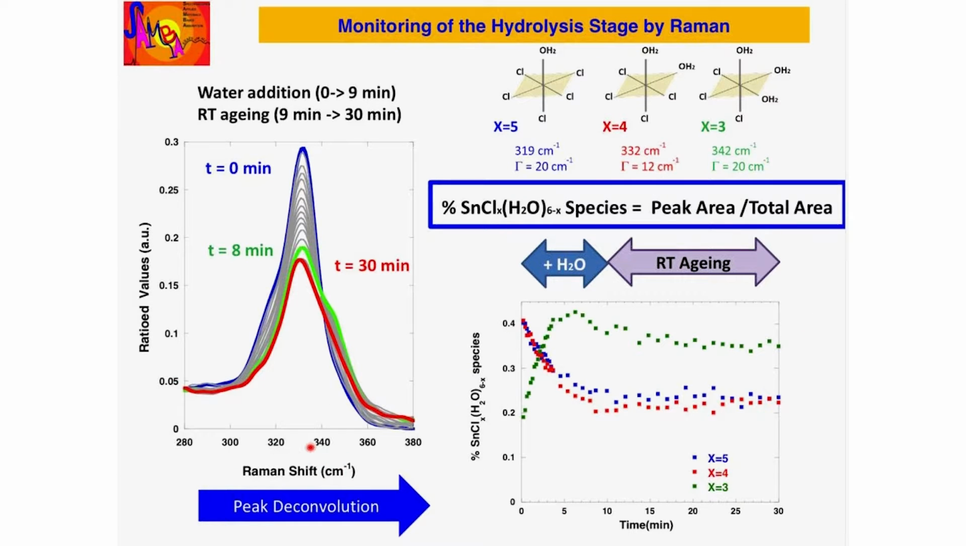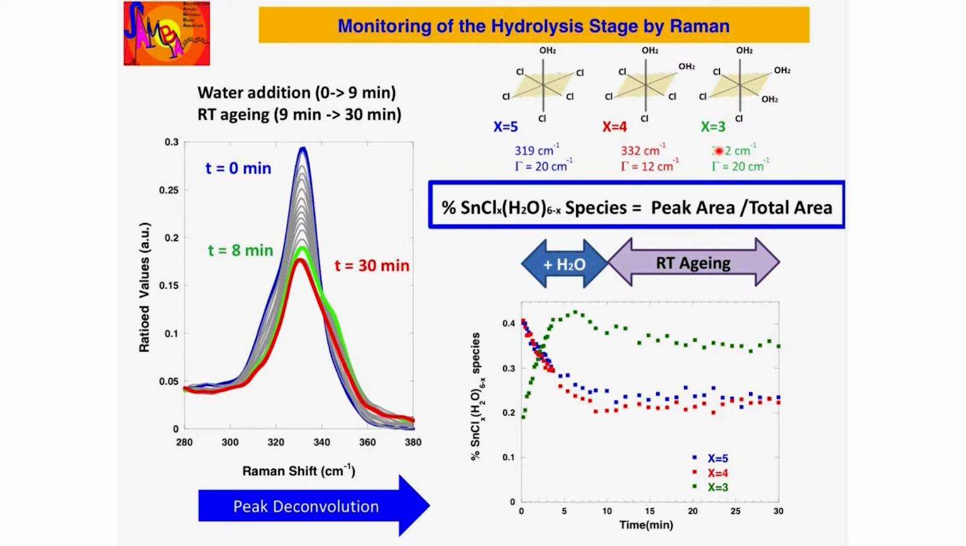So, considering this peak deconvolution for all the data recorded by Raman during the water addition, I mean during the first minutes of the reaction, and further during the room temperature aging, we obtain this tin chloride speciation, where you see that during the water addition we have a decrease of the proportion of the complexes containing the higher amount of chlorine atoms, the pentachloride and the tetrachloride in blue and red respectively, and this at the benefit of the formation of the more hydrated trichloride species. Those are the results gained by Raman spectroscopy.